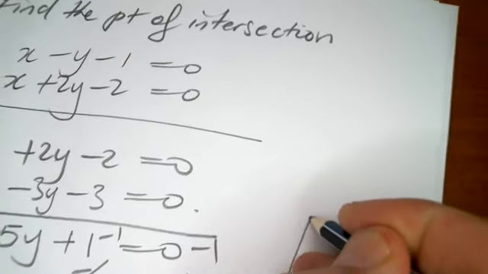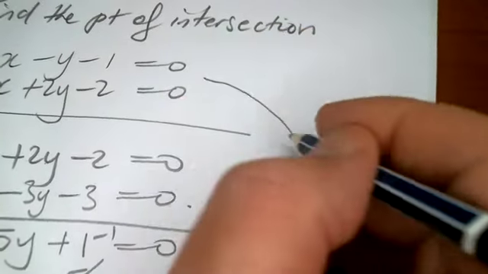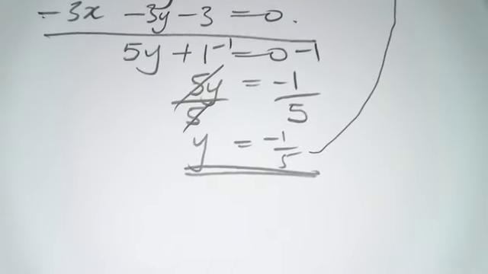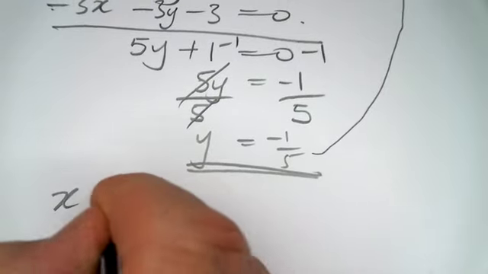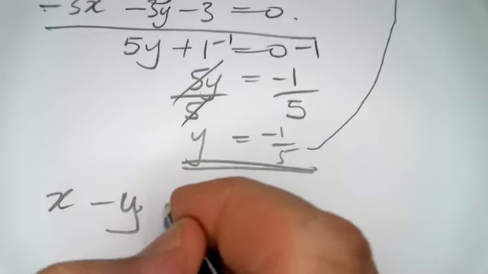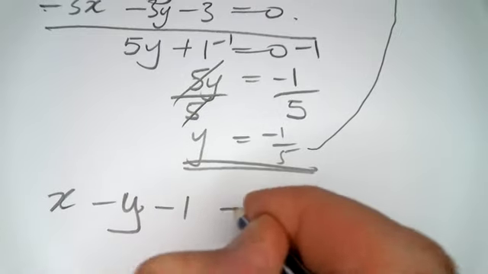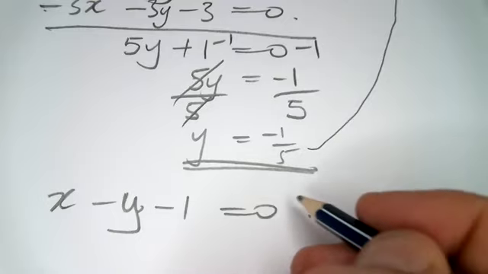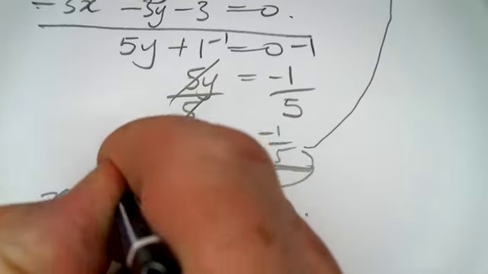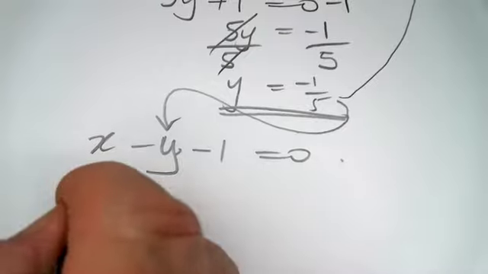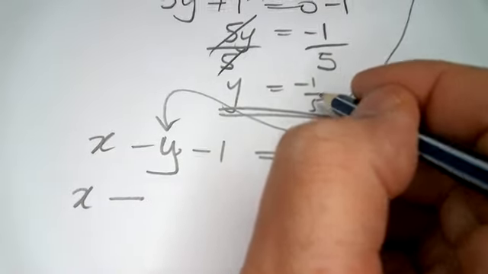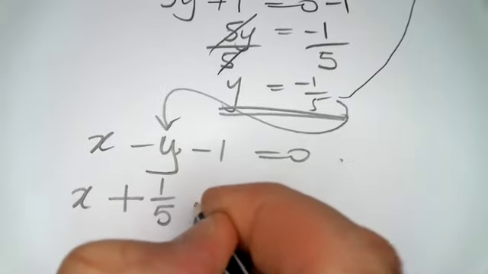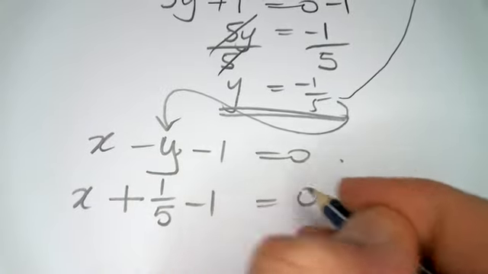I'll do this so you can see, and I'm going to substitute it back into the first equation. So let's restate the first equation. Here it is. I've got x minus y minus 1 is equal to 0. But now we know what y actually is. So let's plonk y back into here. So now I've got x minus negative 1/5. Well, minus negative 1/5 is plus 1/5. So I'll put plus 1/5 there. Minus 1 is equal to 0.